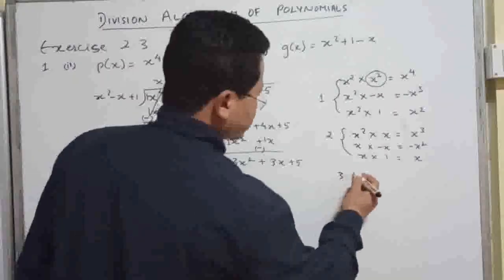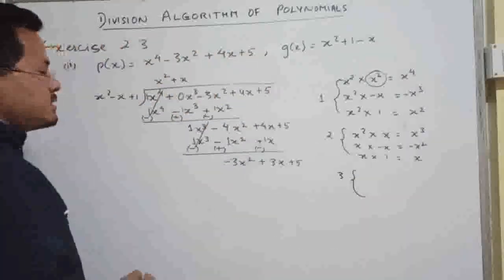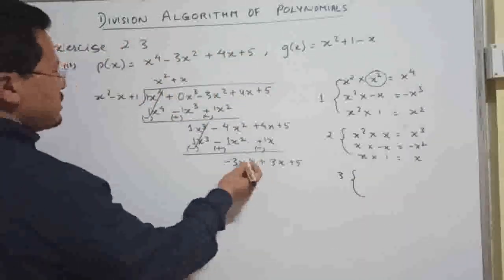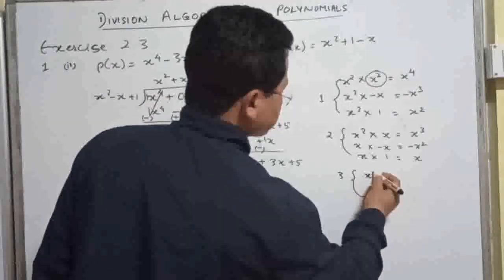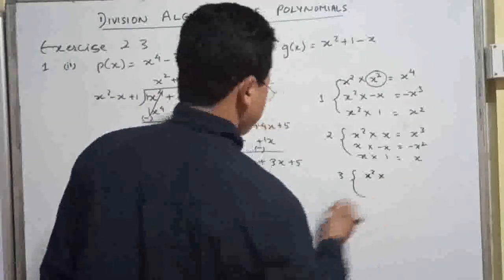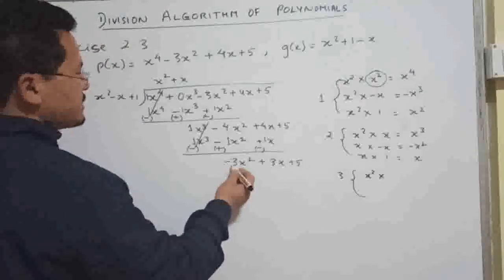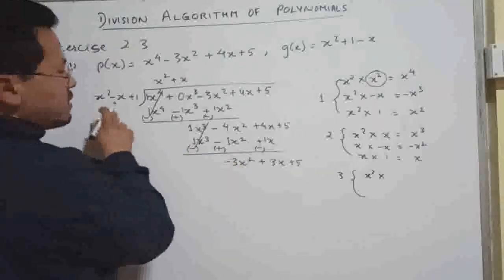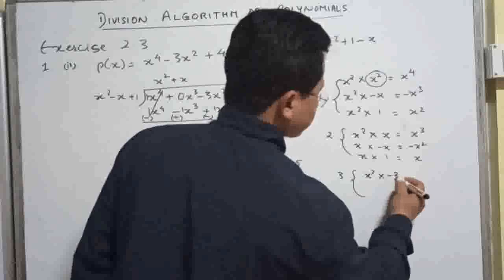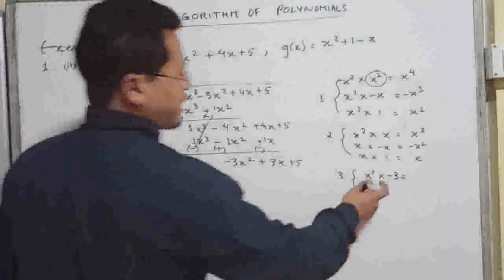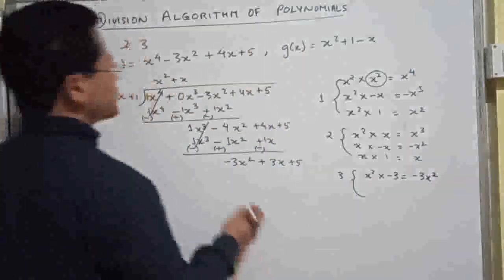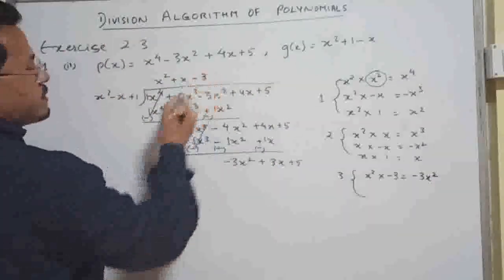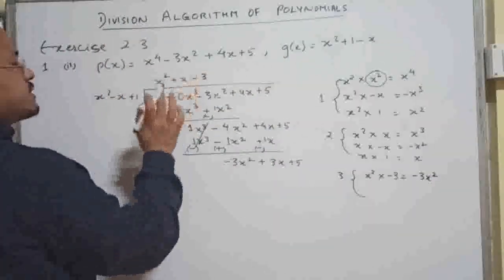So the third step is we need to get x square. We already have x square, so x square into, we need to have minus 3. We don't have minus 3 anywhere here, so we just put minus 3. So x square into minus 3 is minus 3x square. So here we put minus 3. Again this portion is done.